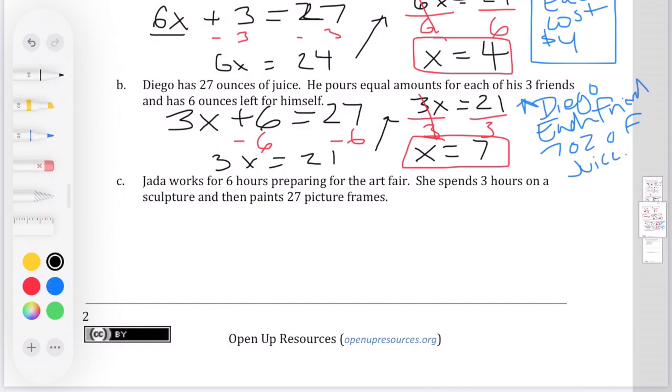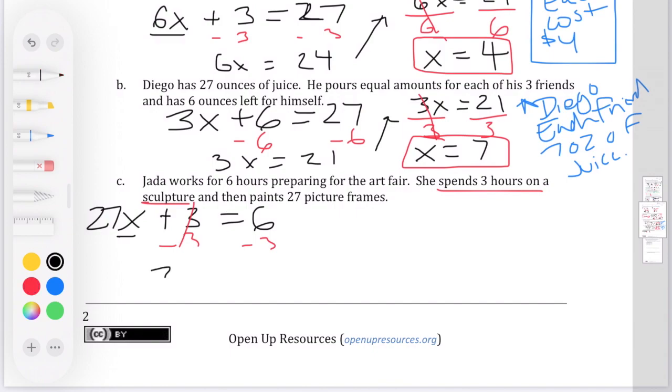Then letter C, we have Jada works for 6 hours preparing for the art fair. Well, we know she spent a total of 6 hours. She spends 3 hours on a sculpture. So whatever she did, she added 3 hours, or half her time was working on the sculpture. And in the remaining time, she painted 27 picture frames. We don't know how long she spent working on each picture frame, so that's why we're going to represent it with x, so we could figure out how much time she spent on each of those 27 picture frames. Well, the first thing we get to do is to subtract 3 from both sides because she spent half her time working on a sculpture.